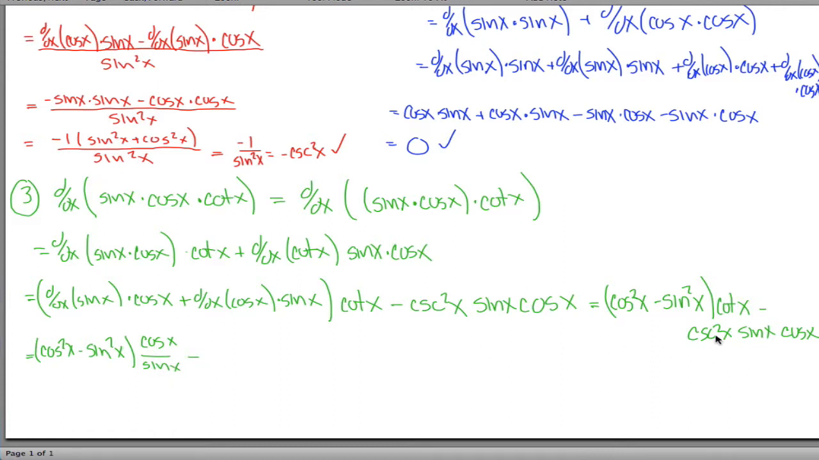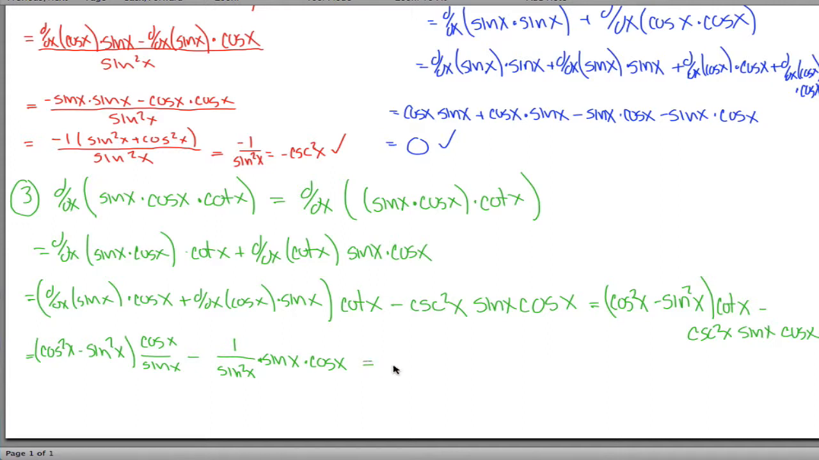And then from that I want to subtract cosecant squared, and cosecant is 1 over sine, so cosecant squared is 1 over sine squared. I'm going to want to multiply that by sine, and then multiply that by cosine. So I get this mess here, still not where I want to be, but hopefully this is equal to what I want it to be equal to.